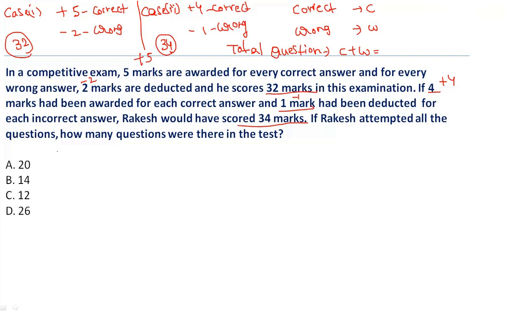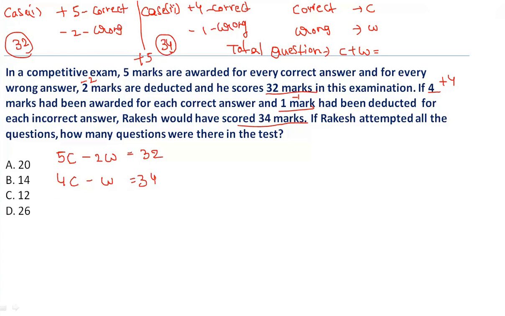So the first case: I don't know how many correct answers there are, but for every correct answer it is 5 marks. So 5C minus, I don't know how many wrong answers there are, but for every wrong answer it is minus 2, so 2W is equal to 32. That is the first equation. The second equation: for a correct answer 4 marks, so 4C minus, for a wrong answer 1 mark, so W is equal to 34. We have to find the W value and the C value.